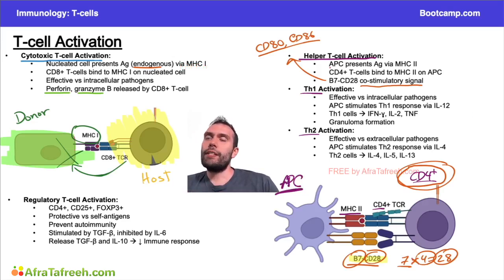So antigen presenting cell presents an antigen via MHC2, like we talked about, to a CD4 positive T cell, and there's a co-stimulatory signal that's B7 CD28, right? 7 times 4 is 28. Now, the thing that I told you earlier, I was kind of only giving you the half truth here. In general, when you stimulate helper T cells, there's usually going to be a very effective response versus extracellular pathogens, right? We talked about this.